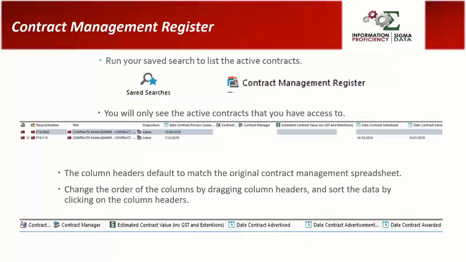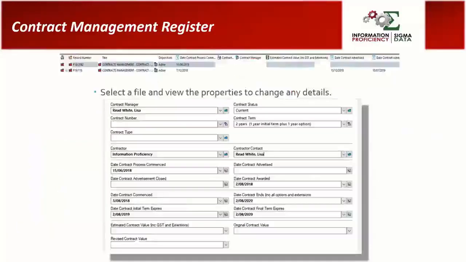There's a number of ways people can view their required list. We can use some saved searches to list all of the active contracts, and that means that users will only see the active contracts that they have access to. Column headers will default to their view, and you can have the original contract management spreadsheet reflected inside Content Manager. And of course, you can change the order of the columns and sort the data, which is everything that you would do in a traditional spreadsheet anyway.